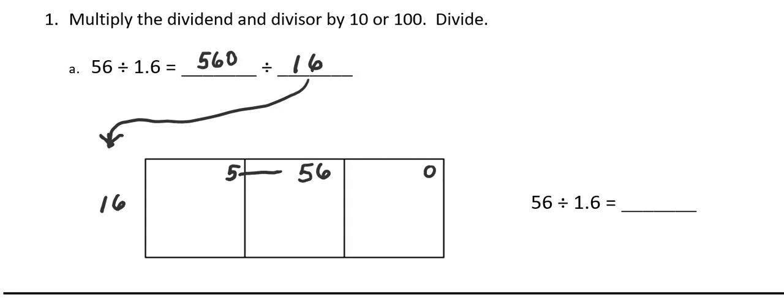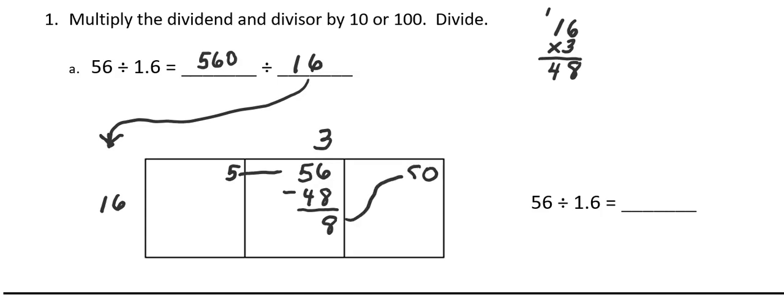And now my question is, how many groups of 16 can I get out of 56? Well, I can think of 16 as being pretty close to 15. And I know 15 and 15 is 30. Another 15 would be 45. So that's pretty close. So I will try 16 times 3. So I'll do my multiplication off to the side here. 3 times 6 is 18. 3 times 1 plus 1 is 4. So we'll subtract 48 from 56. And we'll get 8 there. So I will put 3 above that box to show that I took out 3 groups of 16. And we'll move the 8 over.